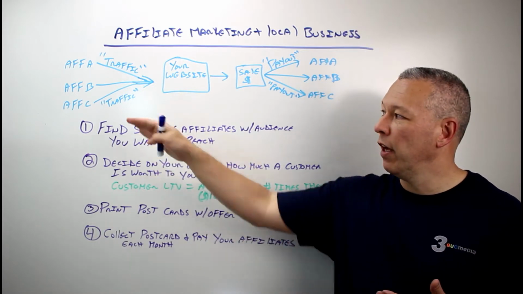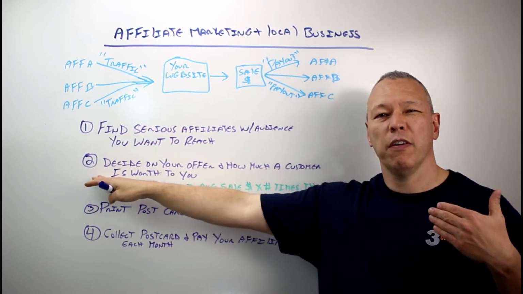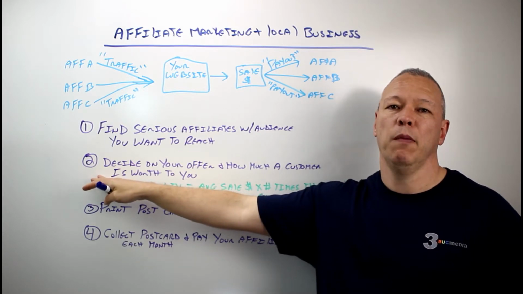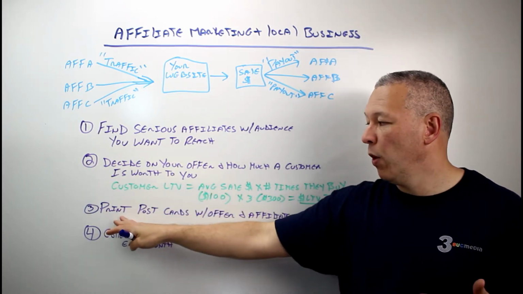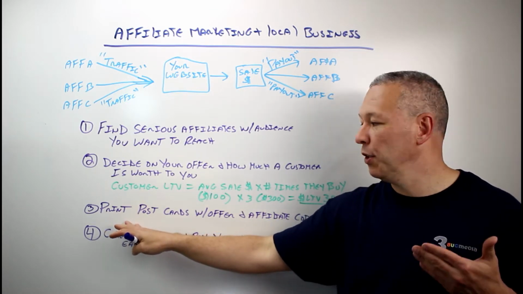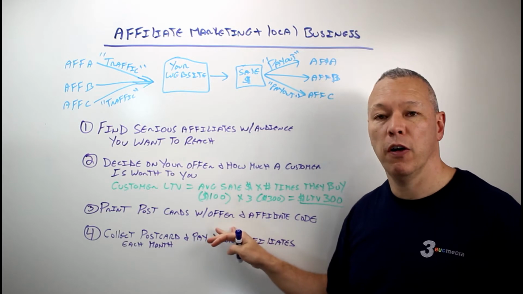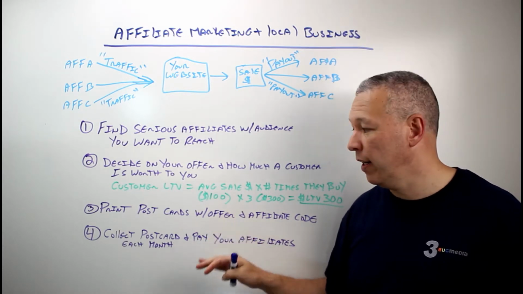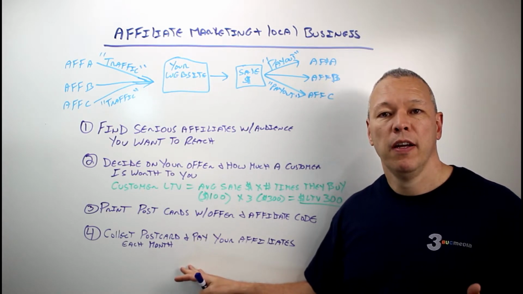Okay, you want to find good affiliates, you want to have a good offer, you want to have a good payout that's going to incentivize them to do this over and over for you. You want to have a trackable metric. The easiest way to do it is with a postcard with some kind of offer code, affiliate code on there, so you can track it. And make sure you pay your affiliates out every month.